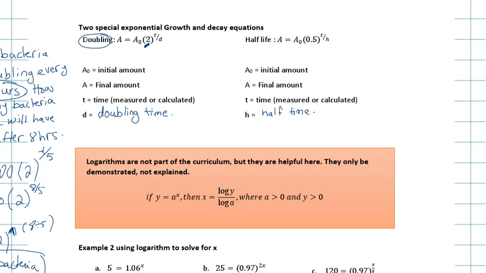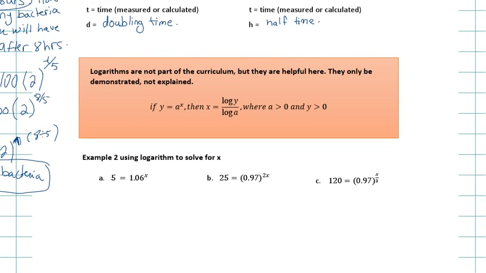So, if I'm solving for that exponent x, I can solve for it by doing log of y over log of a. On your calculator, you're going to see a button that says log. So let's look at it. You have y equals a to the power of x. You're solving for x, so you do log of y over log of a.